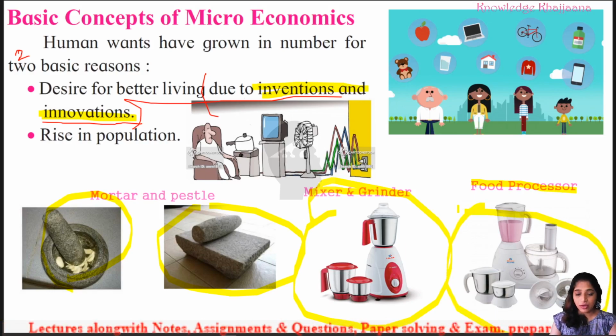Why? People want to live in better quality, right? People want to increase their quality of living. Why? Because there are new inventions. If the food processor wouldn't have been invented, people would have used mixer and grinder. If mixer and grinder wouldn't have been invented, people would have used mortar and pestle. So why has this increased? Because the desire for better living of people has increased only due to new inventions, innovations and new technologies. See, for example, due to the invention of electricity, what has happened? People started using fans, TV, then electric cooker. Okay, see, these are because people want to live in a better design of living, right?